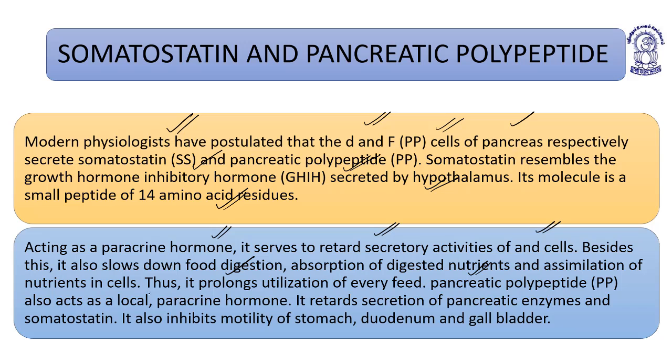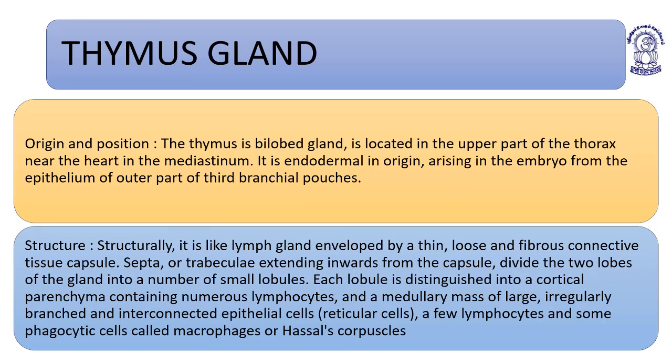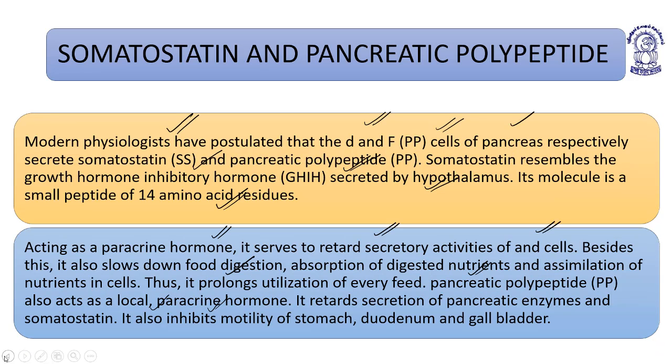Pancreatic polypeptide also acts as a local paracrine hormone. It retards secretion of pancreatic enzymes and somatostatin. It also inhibits motility of stomach, duodenum, and gallbladder. So this is the somatostatin and pancreatic polypeptide. Pancreatic polypeptide is secreted by F cells and somatostatin is secreted by delta cells. So this is all about somatostatin, pancreatic polypeptide, glucagon, and the pancreas.